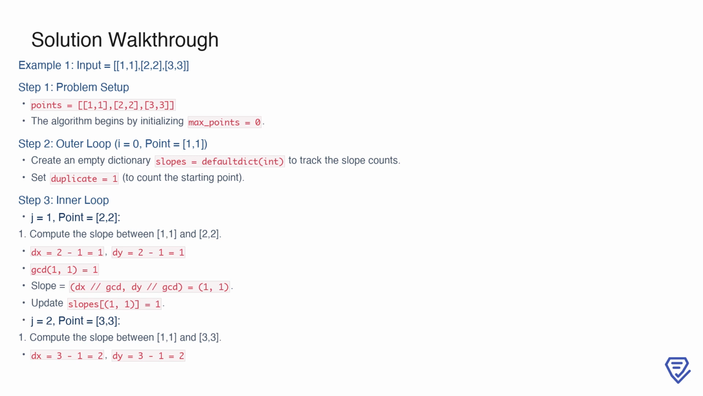Moving to the inner loop, we compare 1 1 with the next point, 2 2. By calculating the differences in x and y coordinates, dx is 1 and dy is 1. Using the greatest common divisor, GCD, the slope is simplified to 1 1, and we update slopes to reflect 1 point on this slope. Next, comparing 1 1 with 3 3, the differences dx and dy are both 2, and using the GCD of 2, the slope is again 1 1. We increment the count for this slope in slopes to 2.